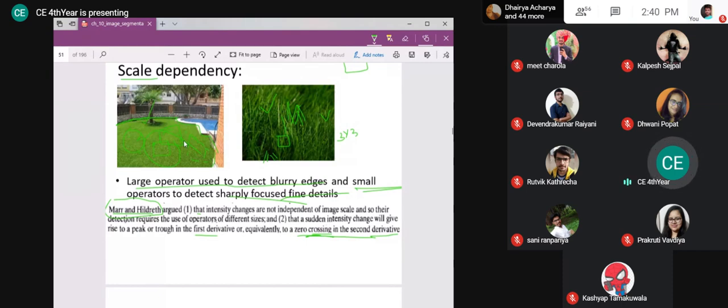I should not use the same filter here and here because I want to suppress more details here. So I should use my mask larger of this size. So though I am going to use Gaussian, what will be its size? That will be scale dependent.